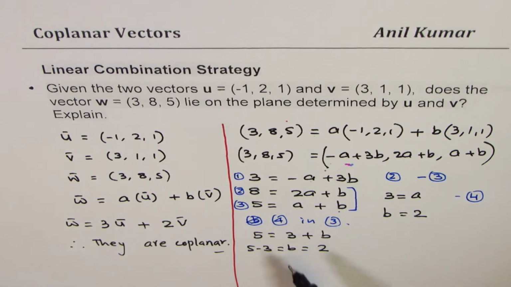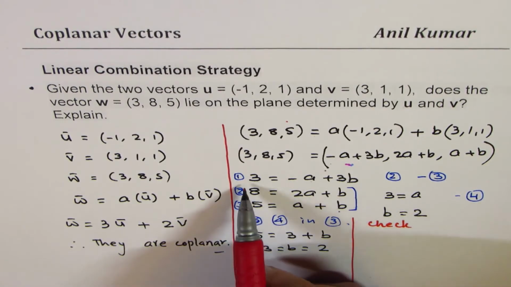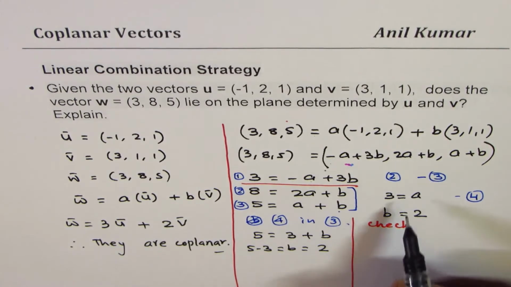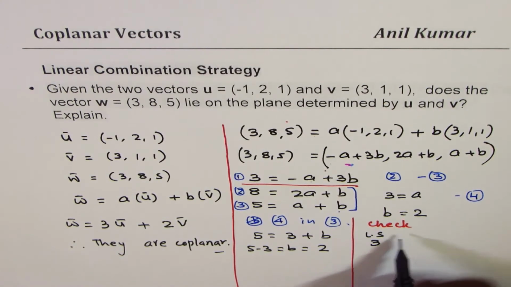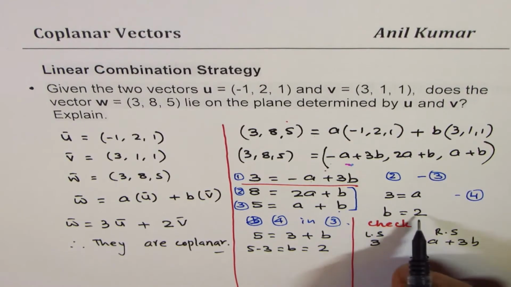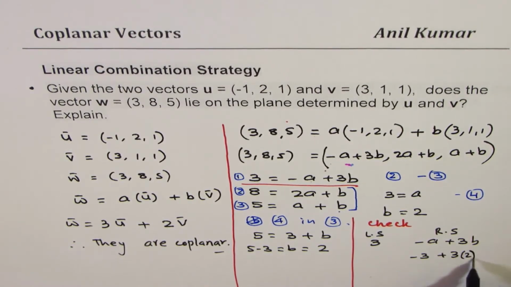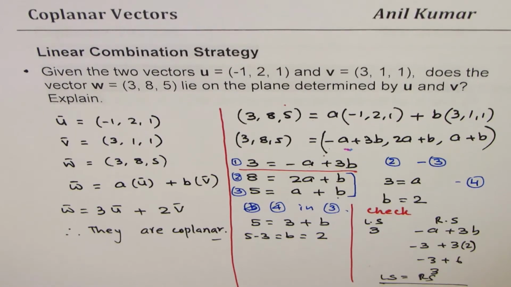The important thing here is to check, which I didn't do. So it was kind of incomplete. We need to check with our first equation. That should be true. So we substitute A equals 3, B equals 2 in equation number 1. On the left side, we have 3. And on the right side, we have minus A plus 3B. If I substitute, minus 3 and 2 times 3, I get minus 3 plus 6, which equals 3. So the left side is equal to the right side. We verified that these values are perfectly fine. That was important to do. And now we can say that the vector W can be written as this. So that's how we do it.